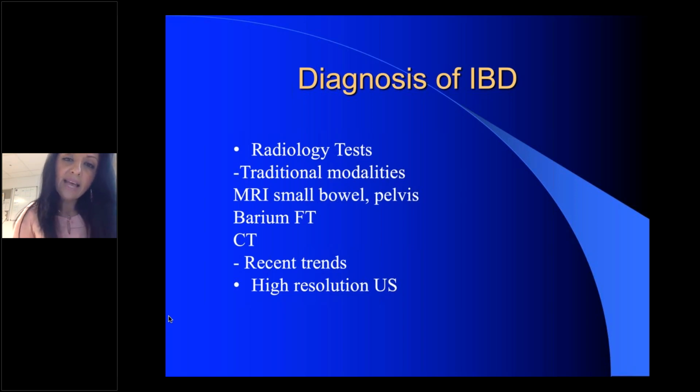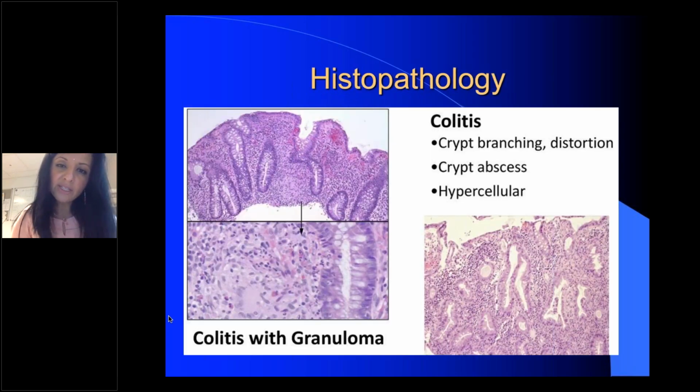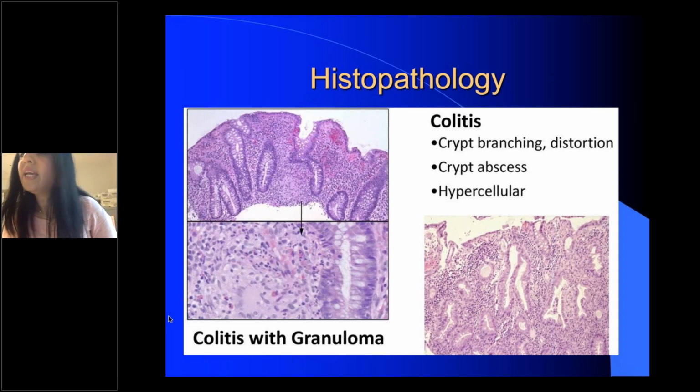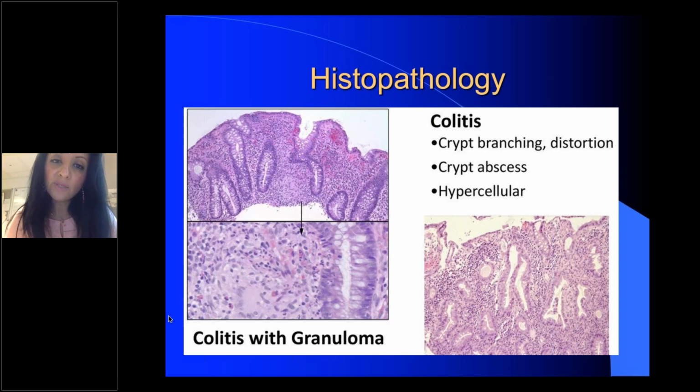Now, this really is our gold standard for clinching the diagnosis of IBD, and that is really using endoscopy and using our histopathology colleagues to tell us about what they see under the microscope. You can see here on the left-hand side a granuloma. So this is this pale area with a collection of the histiocytes, and this is commonly seen in Crohn's disease.